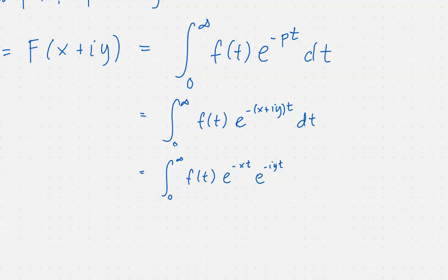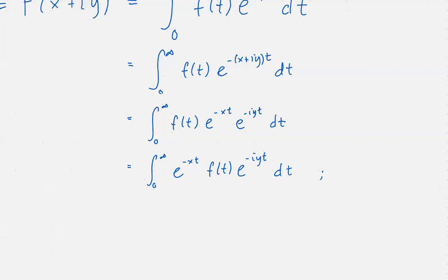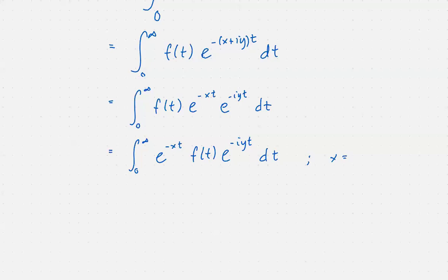Okay? Now, of course, this can also be written as, you can interchange the position of your factors because they are just multiplying each other. We can write it as e raised to negative xt f of t e raised to negative iyt dt. And of course, we need to define some quantity here that our x is the real component of your p, which is greater than some number k. Okay, so this is like a real number.